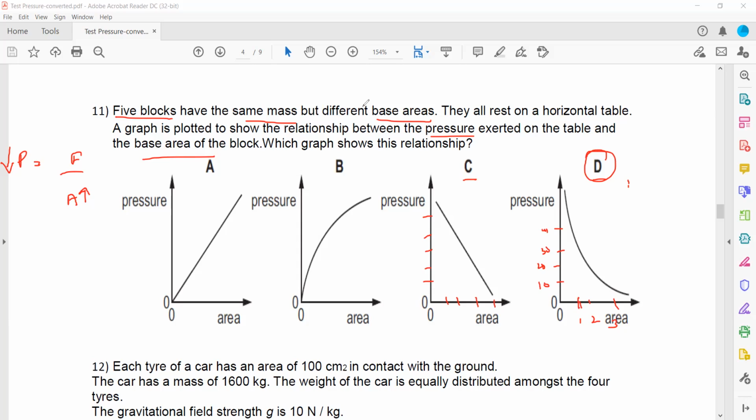They mentioned they're changing the area. They did not say area is decreasing or area is increasing. They simply mentioned they're changing the area. Because five blocks are there, they have different base areas. So if five blocks which have the same weight or same mass and different area are placed, the one which will have a large area, yeah, they could even decrease, but the graph between pressure and area will always be a curve. If the area is more, the pressure is less. If area is less, the pressure will be high.